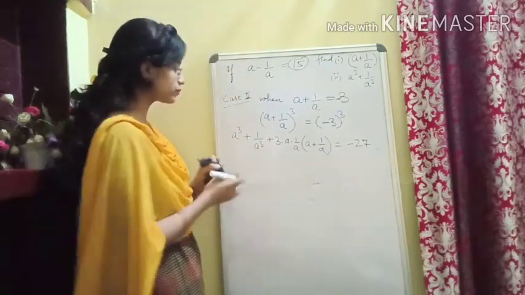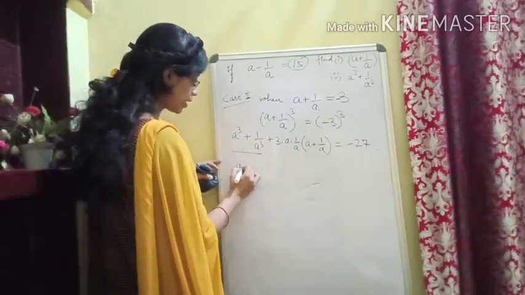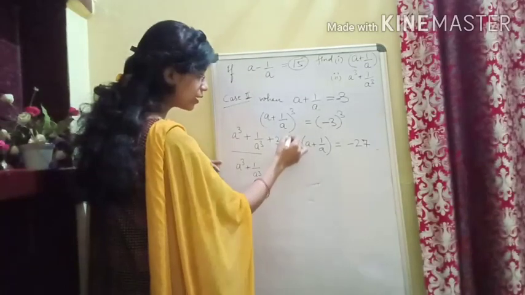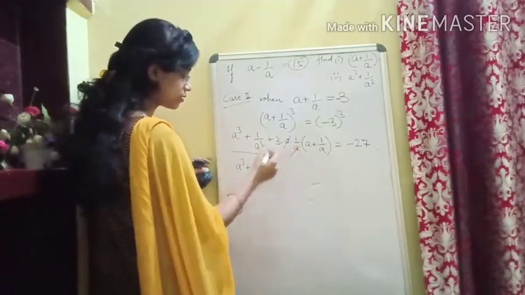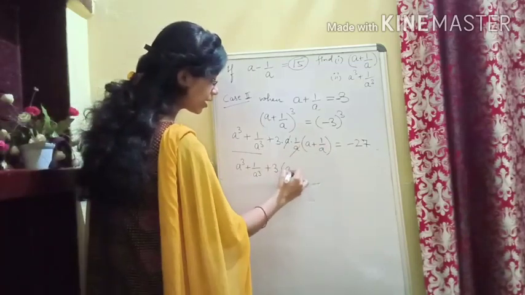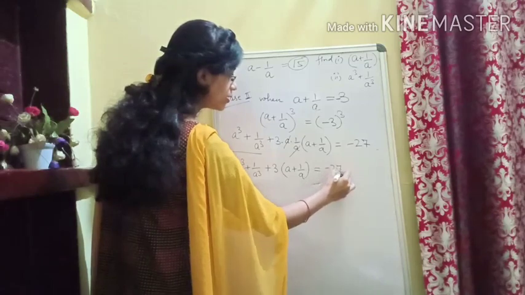Is it clear? Now see, this value we have to calculate, so we will be writing it like that, a cube plus 1 upon a cube. This a and a will get cancelled as they are in divide. So 3, and this bracket we have, a plus 1 upon a, equals minus 27.